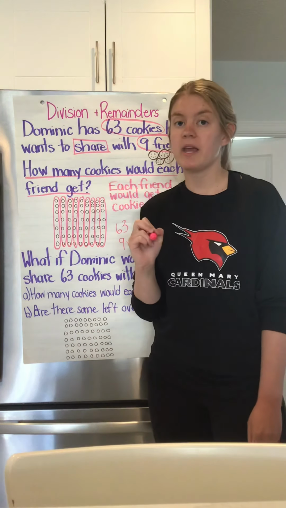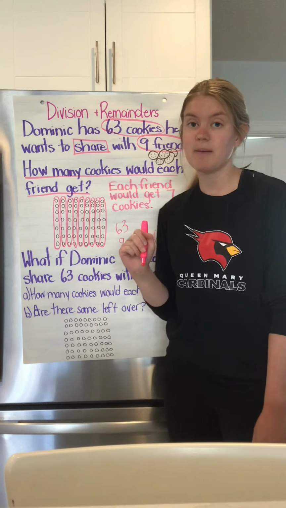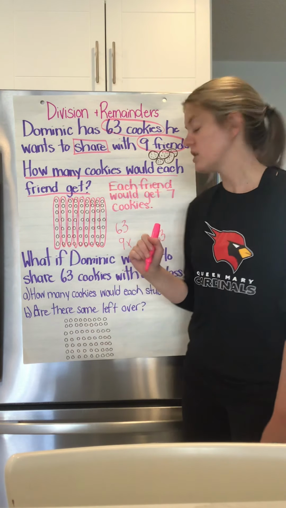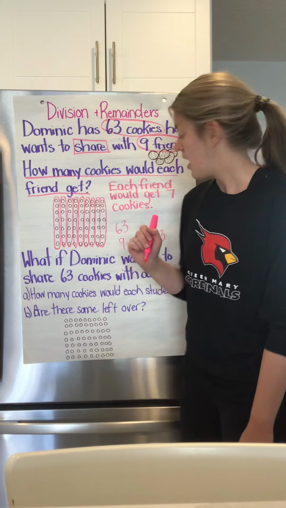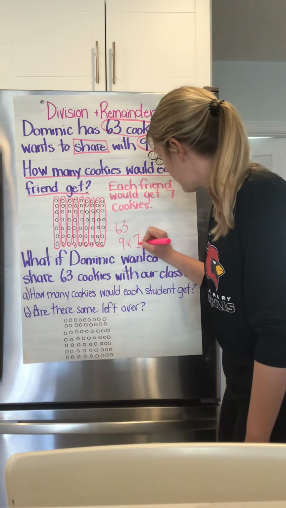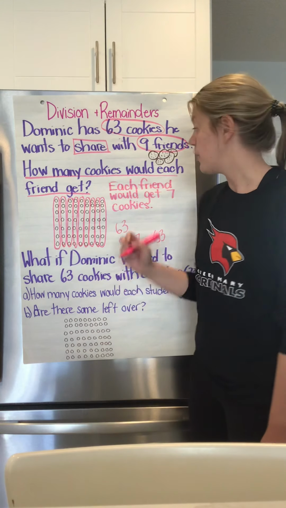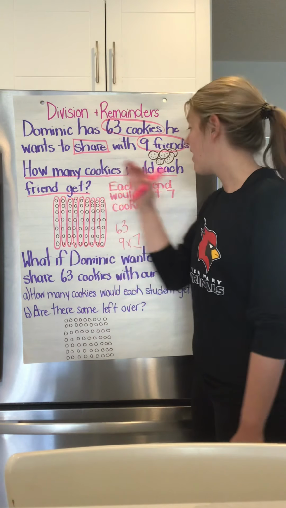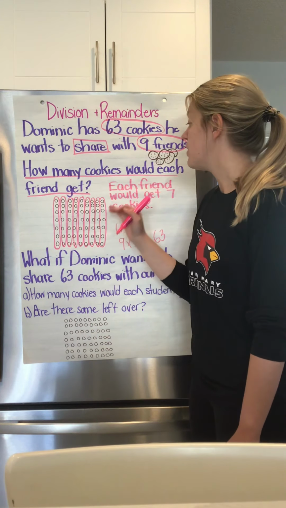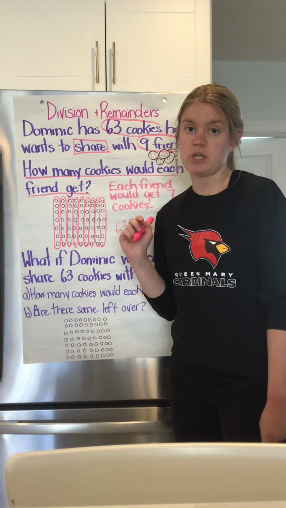So if you know your multiplication facts really well and you know your 9 times tables, you could count by 9 on your fingers to see what would bring you up to 63. All right, and I know that 9 times 7 equals 63. So instead of drawing it this way, you could also solve it like this. Whatever way you choose, you just need to show your work and be able to explain your work.